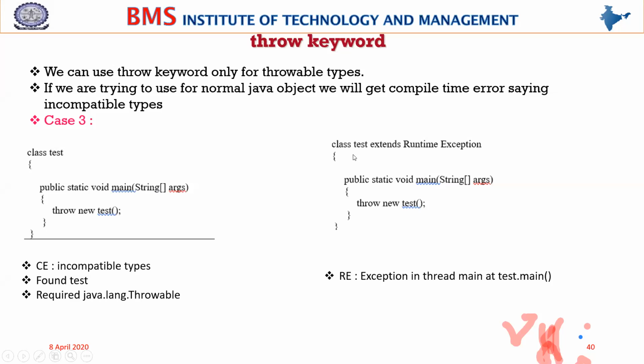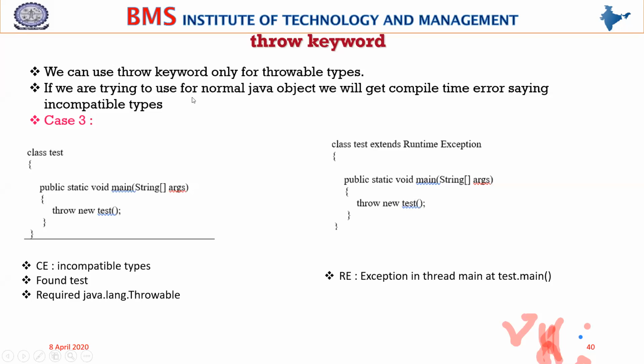But here I'm trying to inherit your runtime exception. So all the properties available as part of your runtime exception will definitely be available for your test class. Now, if I write throw new test, it is applicable. Now it tells me exception in thread main, but it gives me a runtime exception, not the compilation time error.